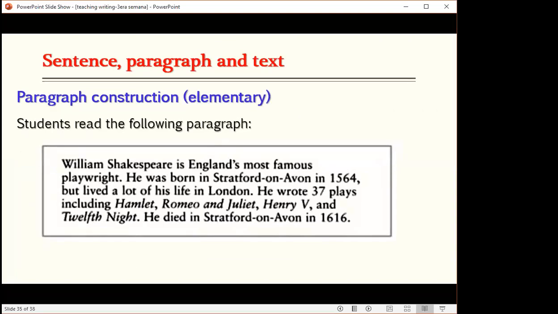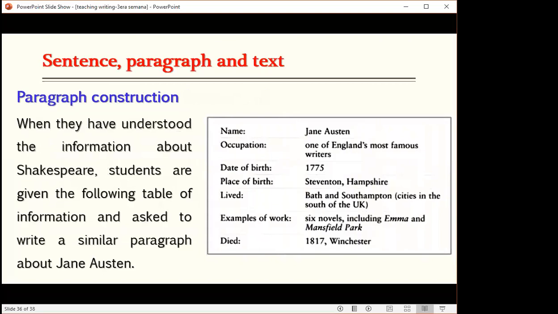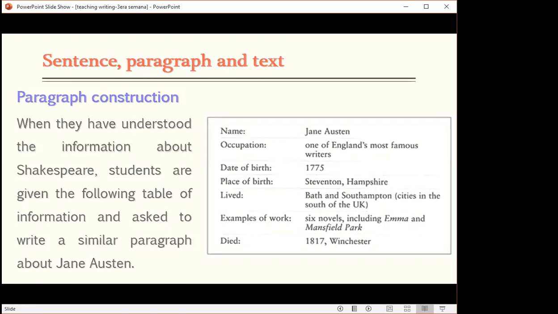For example, here on this test, William Shakespeare is England's most famous playwright. They're going to say William Shakespeare. So Jane Austen is one of the English most famous writers. Playwright, writers. So they are going to substitute these words in order to write a short biography. So you give them the model, and they are going to write a similar one by substituting this information, all right? So here you have this activity.